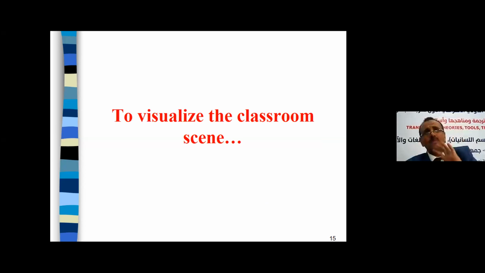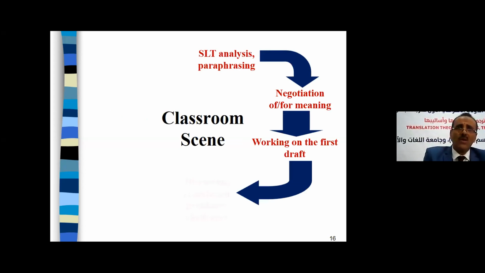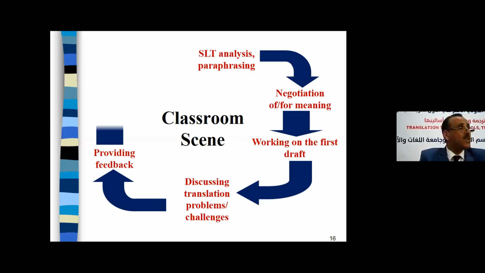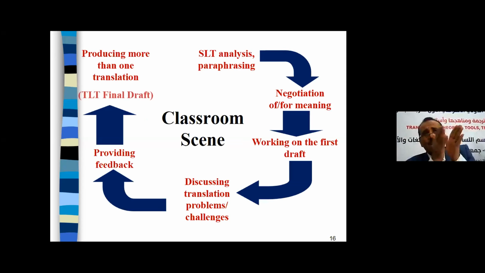Let me now conclude. Let me visualize the classroom scene in this diagram. See the diagram, where we can see the classroom. So we start with the source language analysis, paraphrasing, negotiating meaning, working on the first draft, discussing translation problems and challenges, providing feedback, individual, pair, group, etc. And then we finally produce the final draft of the target language text. So this is what we should proceed on doing in the classroom.